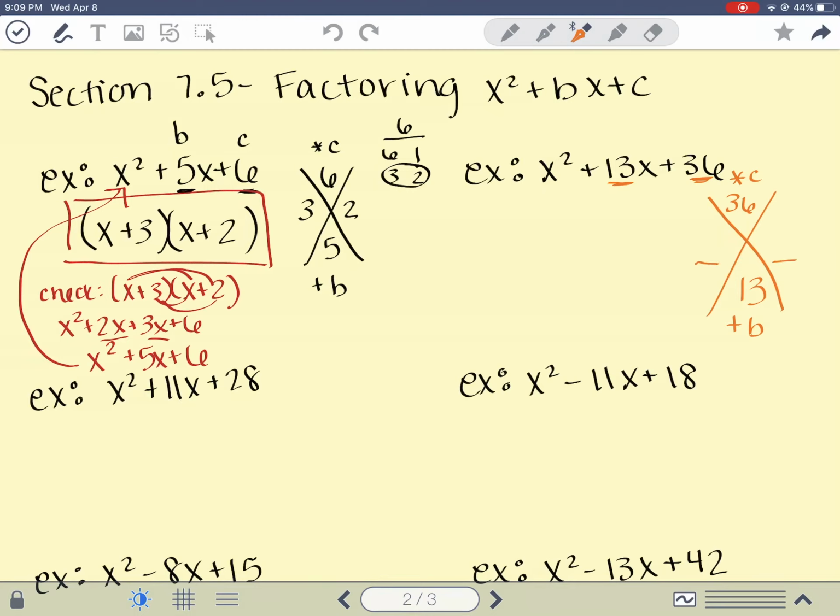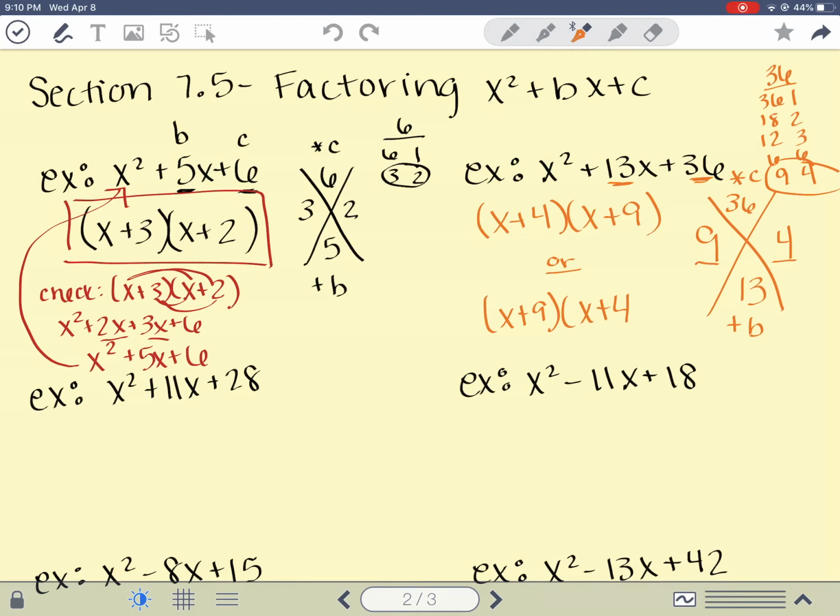That means that both of these side pieces are going to be positive. Okay, so we want to look at what multiplies to 36 and adds to 13. All right, so 36 and 1, 18 and 2, 12 and 3, 6 and 6, 9 and 4, and there it is. A positive 9 and a positive 4 are going to add to give you that 13. So our answer would be x plus 4 and x plus 9.